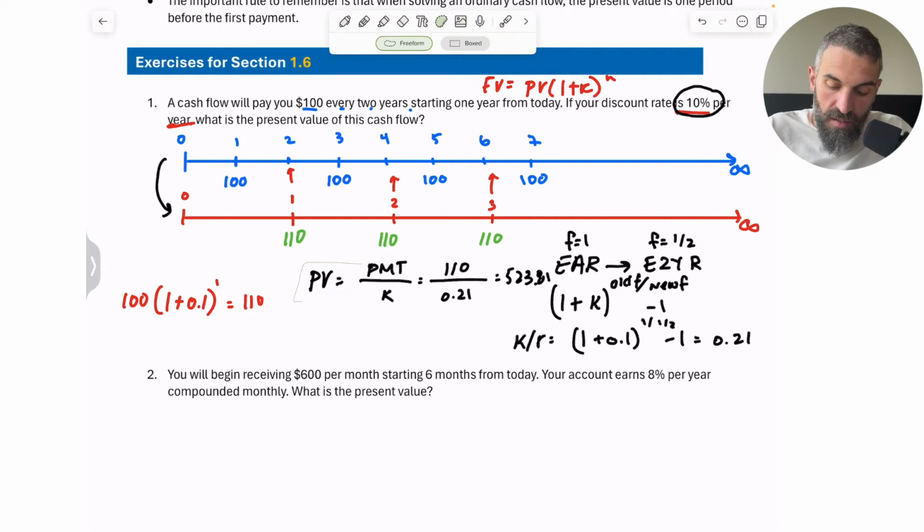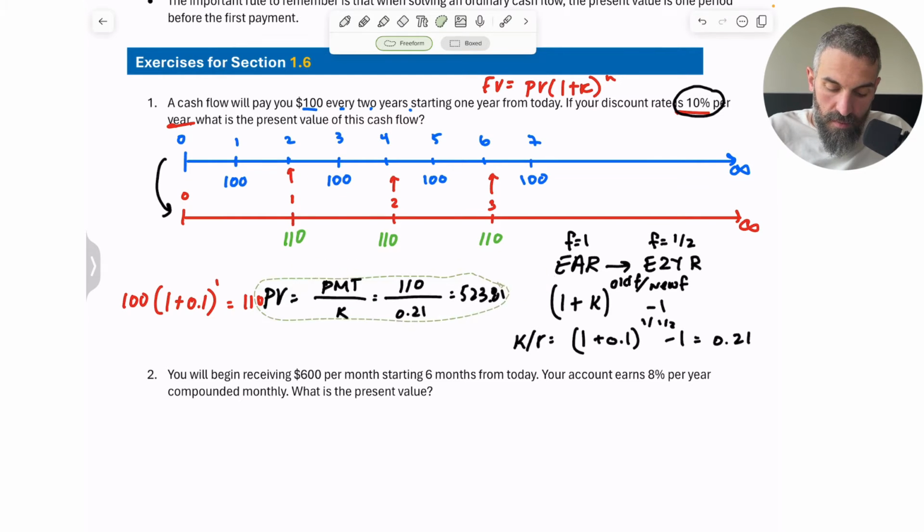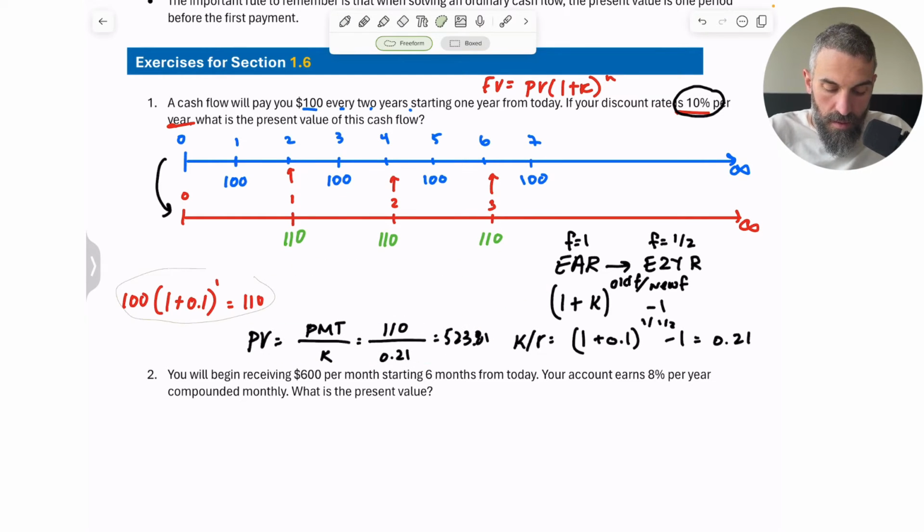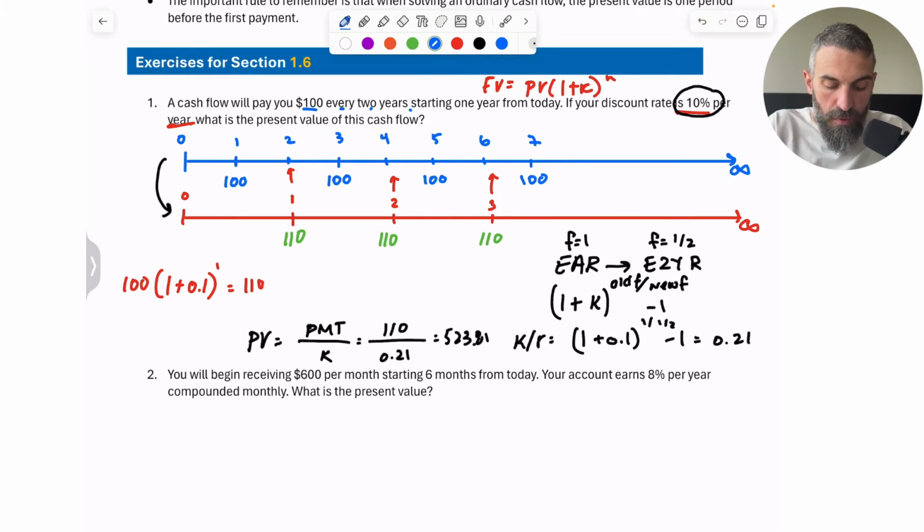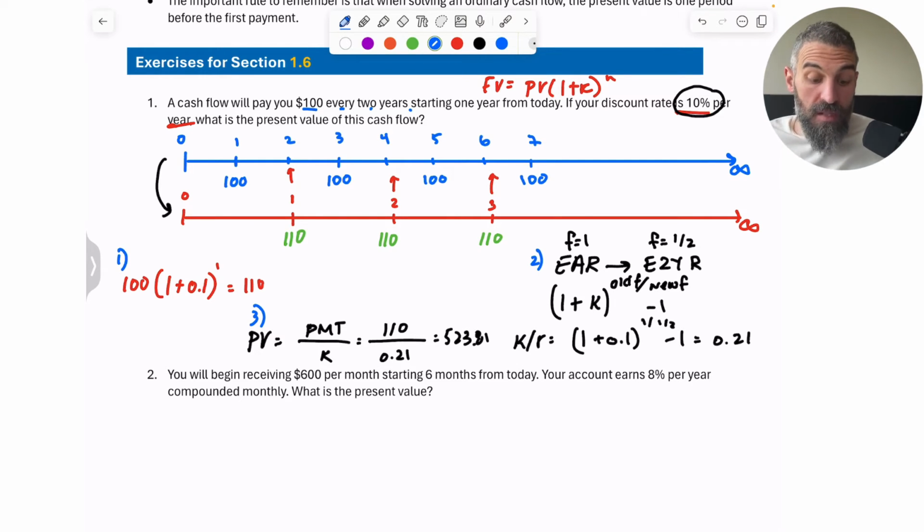So let's just organize this a little bit, or just space it out. So step 1 was to move it. Step 2, I found the correct effective rate to deal with the perpetuity. And then step 3, because it was an ordinary perpetuity and I had the first payment and I now had my discount rate, I was able to just find its present value.